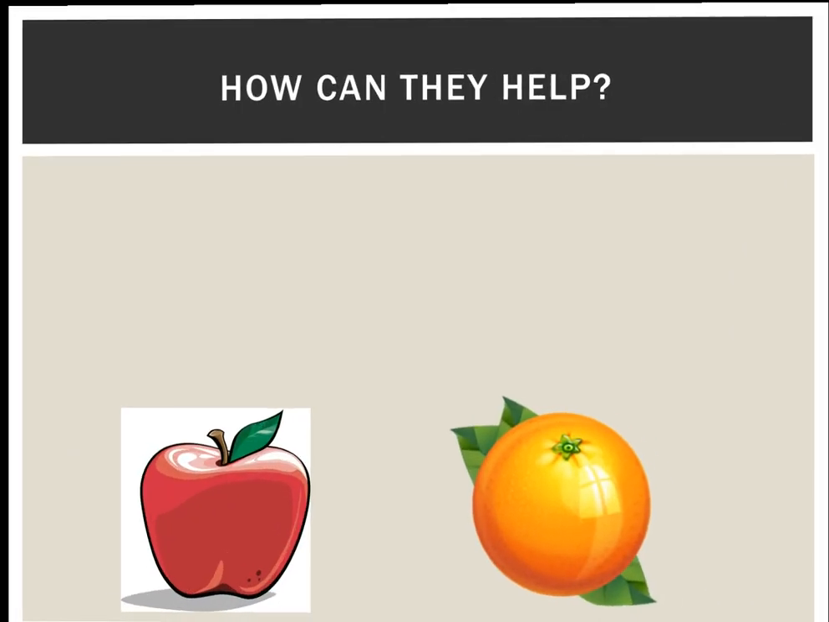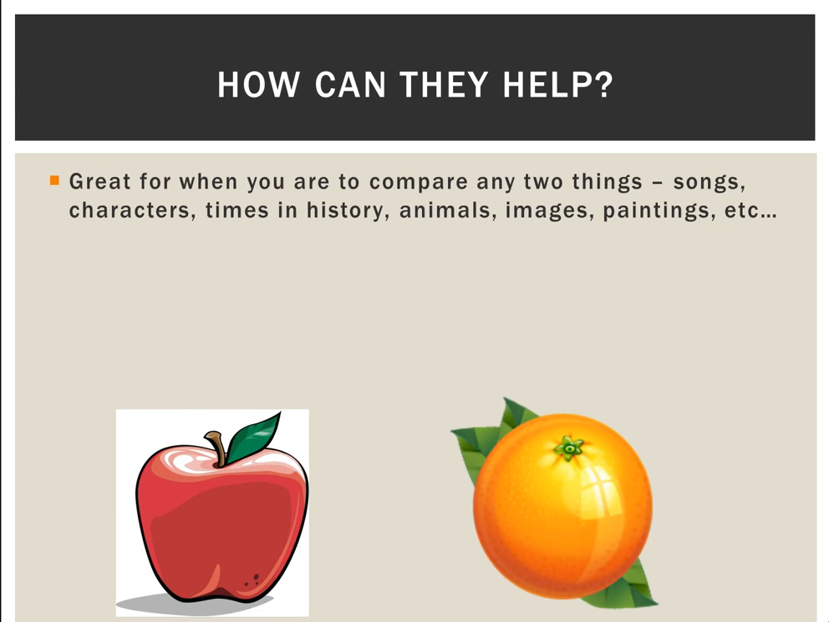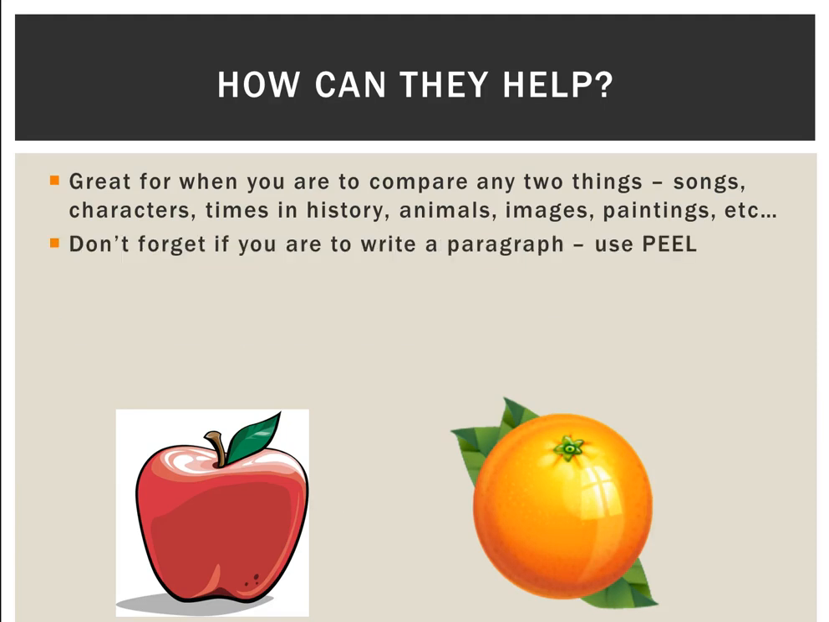So what are the benefits of this? How can these actually help? They're great for when you are to compare any two things or three things or four things. It could be songs, characters, times in history, animals, images, paintings, etc. Could be anything. Don't forget, if you were to write a paragraph, use PEEL: point, explain, example, link.